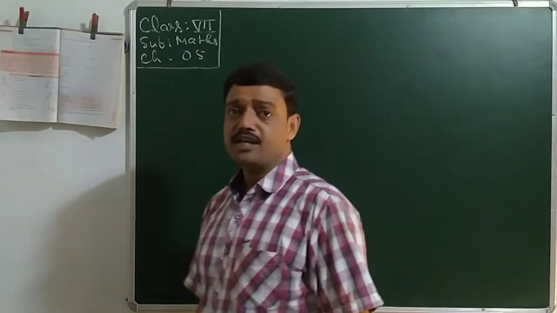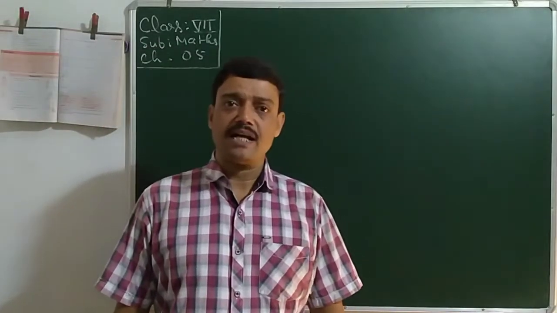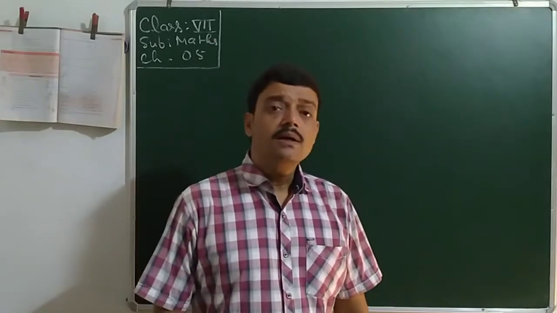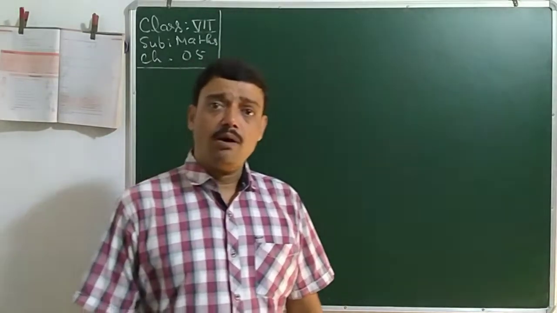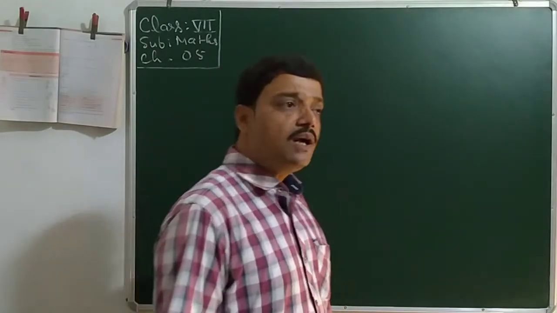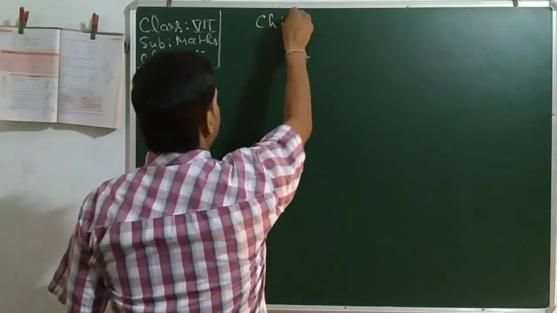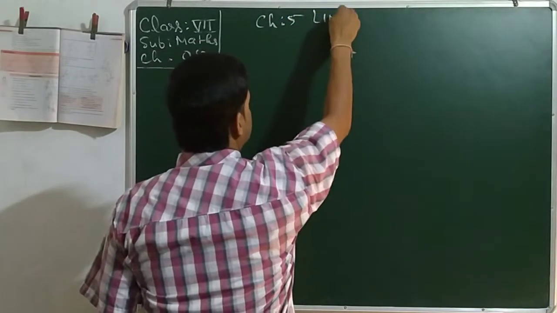Today I will explain to you exercise 5.2 of NCERT Maths for standard 7. In this chapter we will learn about parallel lines which are cut by a transversal. See how many angles are formed. It was chapter 5, that is Lines and Angles.